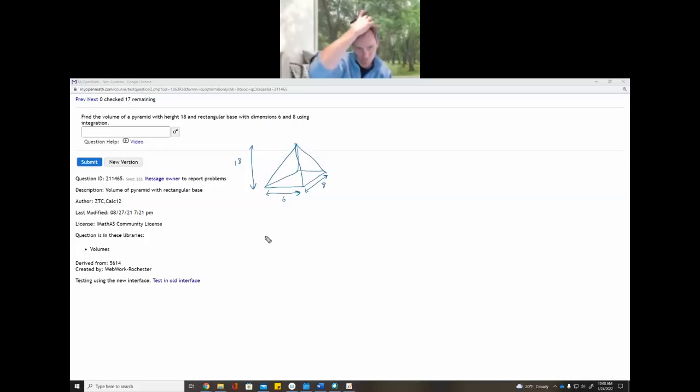So we want to be able to say, can I do this without using the formula for the area of a pyramid? Can I set up an integral that will do this? And how do we even do that?